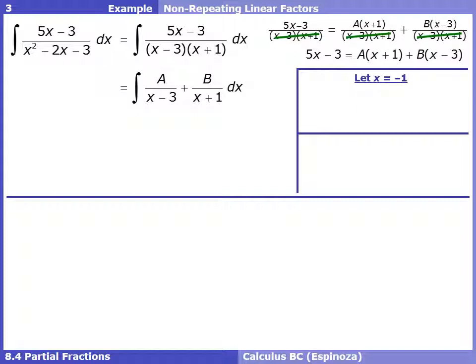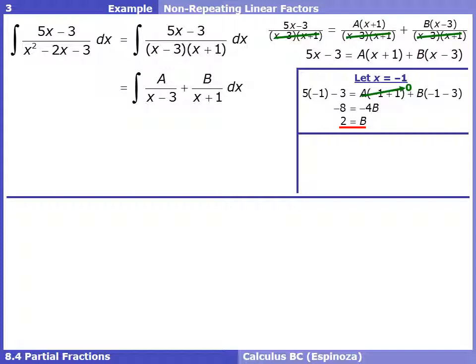And if we go after B first, you'll notice if we call x equals -1, we'll get rid of that A term. So wherever we see an x, we're going to plug in -1. 5 times -1 minus 3 equals A times -1 plus 1, which is definitely 0. And then we have B times -1 minus 3. When we simplify all this, we'll get -8 equals -4B, or simply put, B is equal to 2.